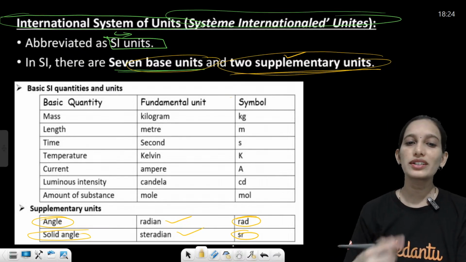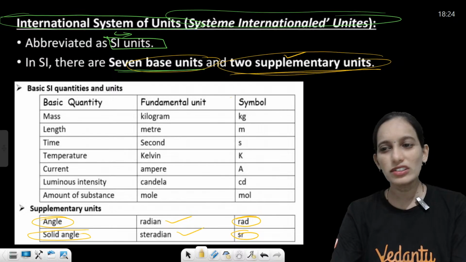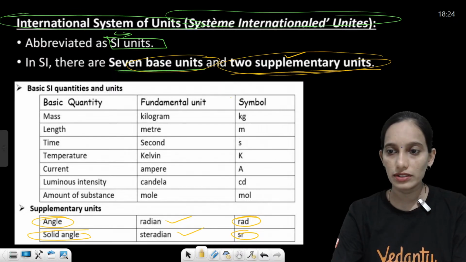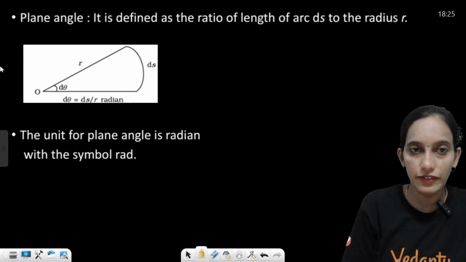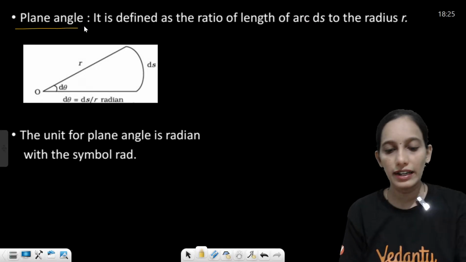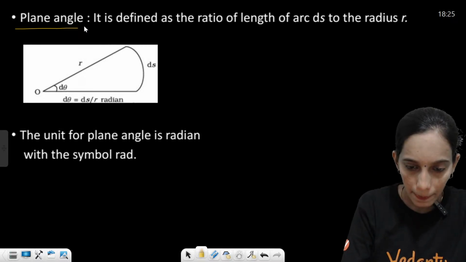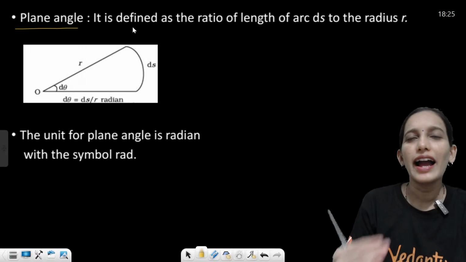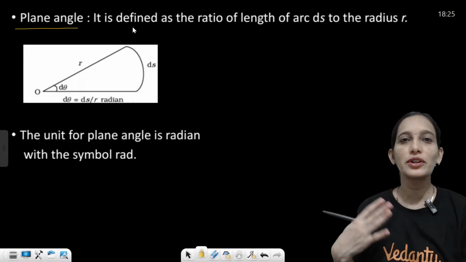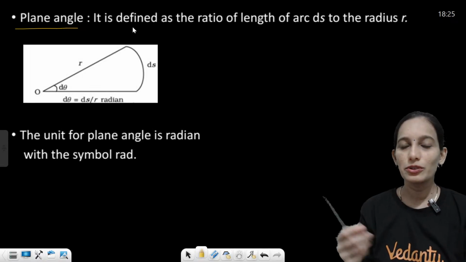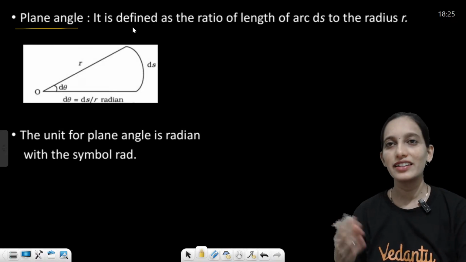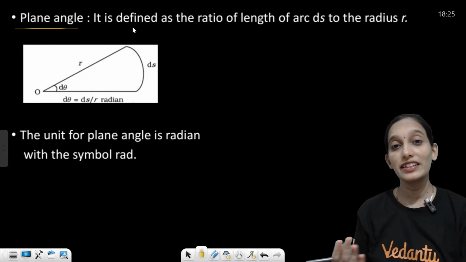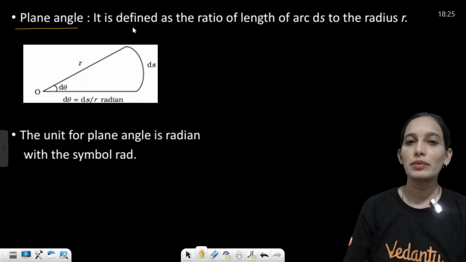So now the question is, what is this plane angle, or simply angle, and solid angle? We'll move to that first. Many of you are raising questions there. So first we'll define plane angle, or simply angle. You might be measuring angles from maybe your 5th or 6th standard. Since geometry started, you have been drawing angles, right? 45 degree, 30 degree, 20 degree, 10 degree, 180 degree.